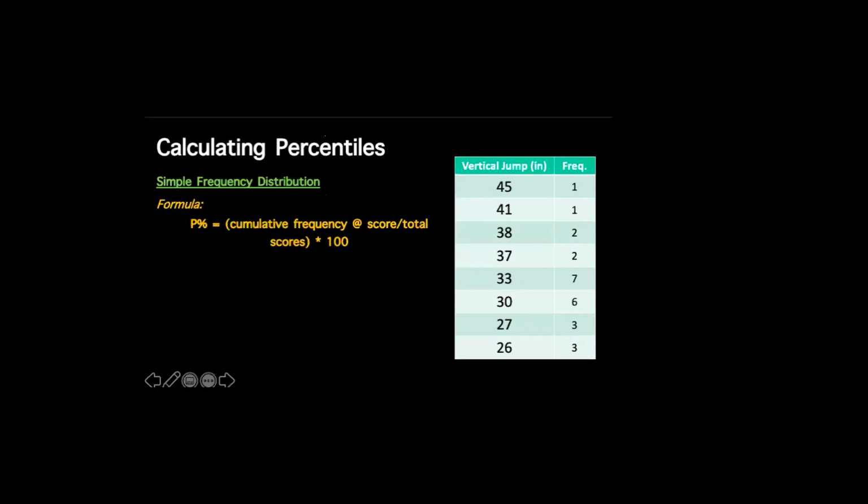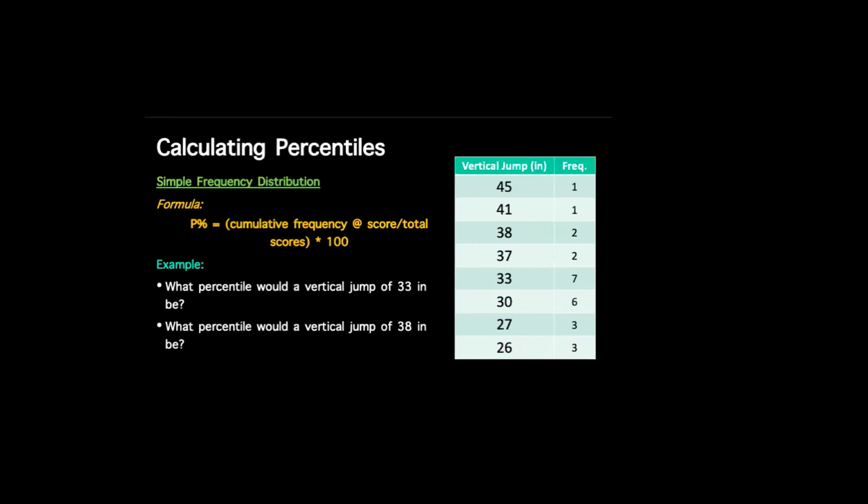Let's say we have a simple frequency distribution, which should look similar to you guys from the activity you did, right? So we have some ordered data. In this case, my highest jumps are at the top, my lowest jumps are at the bottom, okay? And we have a certain frequency or number of people who are able to reach that vertical jump height, given the height that we have in this scale. So what percentile would a vertical jump of 33 inches be?